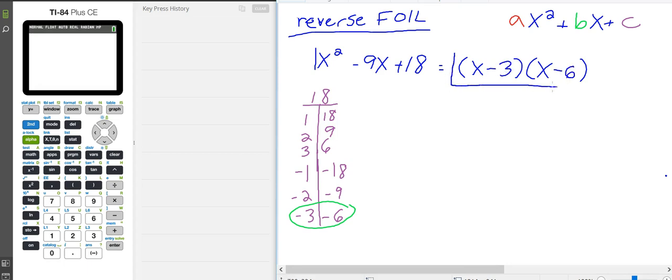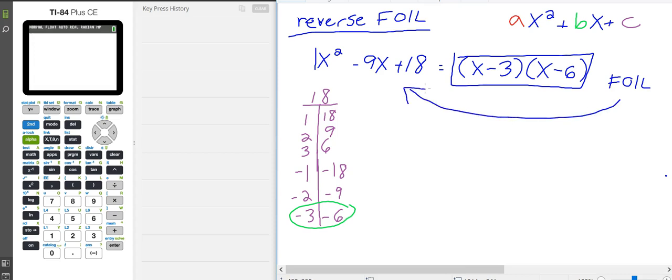Of course, you would want to FOIL back to make sure that when you FOIL, you get back to this original equation. We're not going to do it here just because we've done enough practice with FOILing, and you can do it on your own if you want to check to make sure it's right.